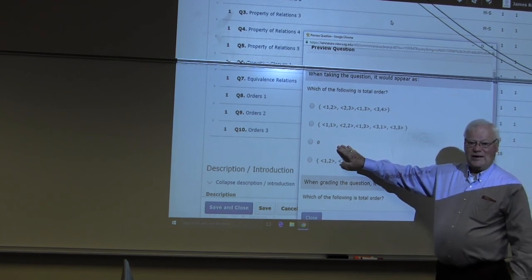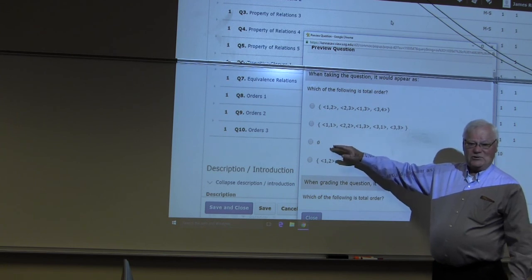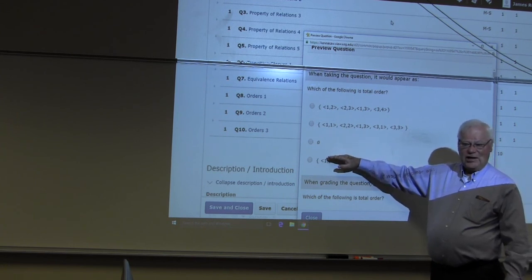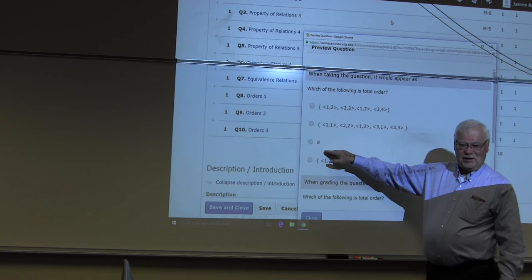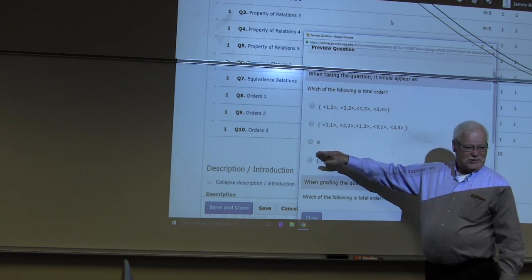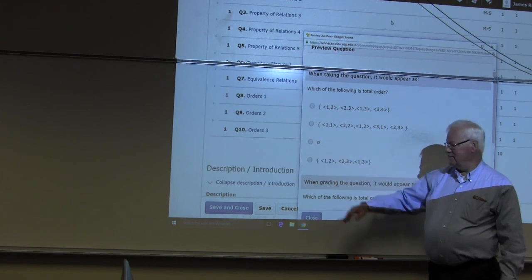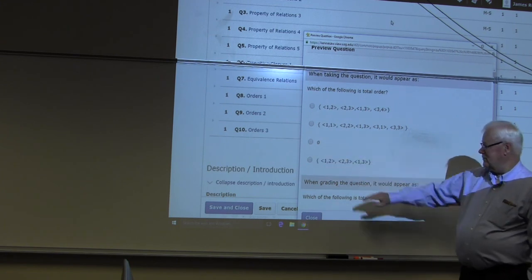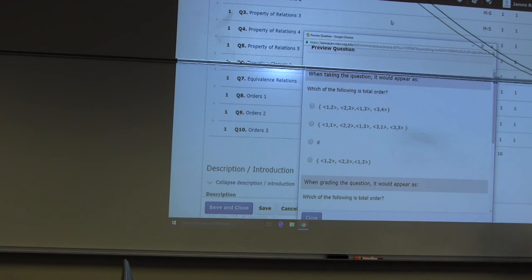Total order is defined as reflexive, transitive, anti-symmetric, and all elements that are in there are related to every other element. But that's taken care of by the fact there are no elements, right? And then this one fails on all counts. Of course, this question could have been answered by eliminating the others, right? But yes, the empty set is a total order.